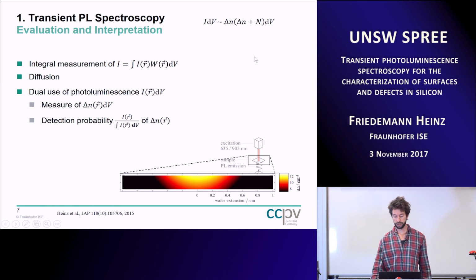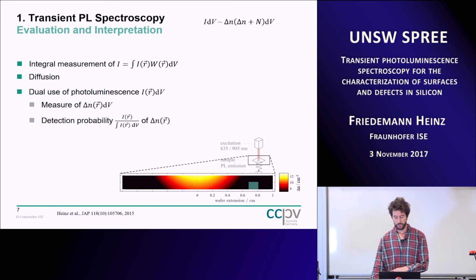On the one hand, of course, the photoluminescence is a function of charge carrier density. It's a measure for the charge carrier density. But on the other hand, the photoluminescence emission which we detect is also some kind of detection probability. So comparing, for example, this volume here to this volume here, this is also inside our experimental detection volume. However, there's no photoluminescence emitted from this volume here. So this does not contribute to our signal which we measure compared to this volume.